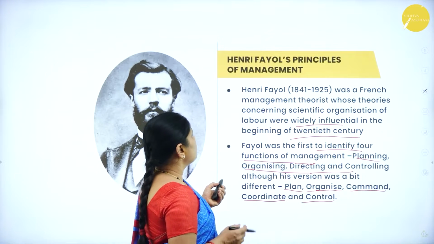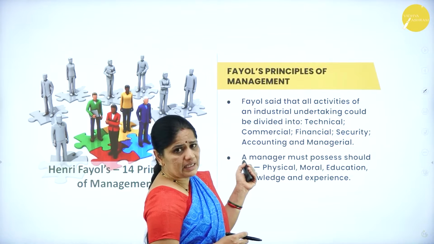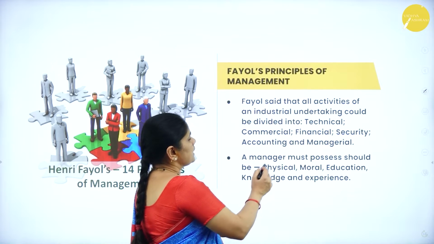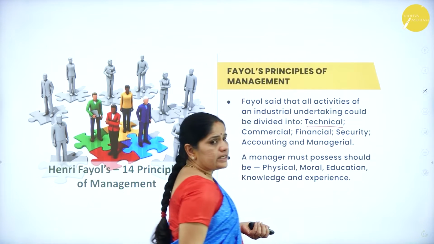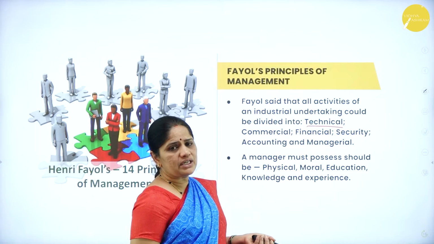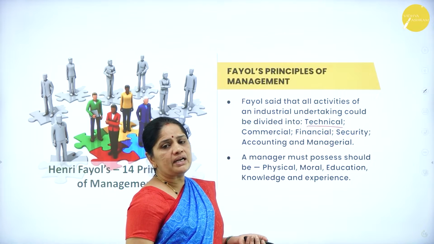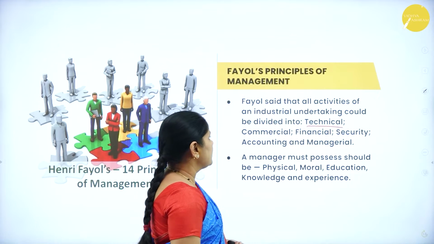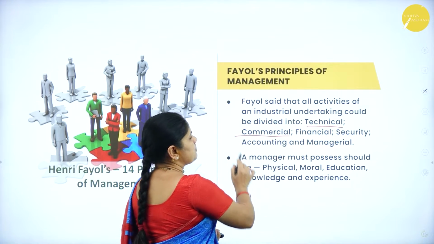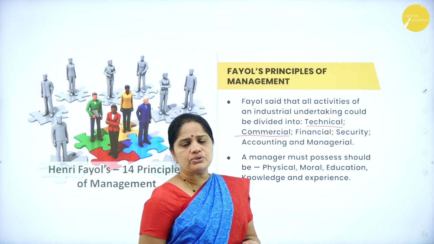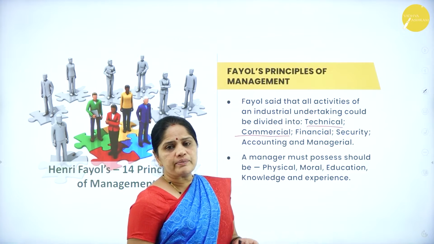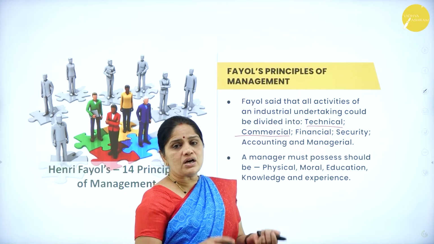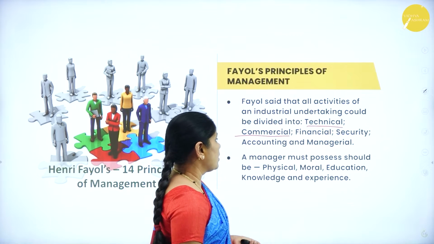So, Henri Fayol's principles of management. In continuation of this, we can say that all activities of the industrial undertaking can be divided into technical. Technical means it relates to the machinery part, or if it is the accounting department, it will relate to accountancy. For each department, there should be a technical team. Then the commercial aspect, which relates to the buying and selling of goods. It may be purchase of raw materials, purchase of the stationery for the organization, so purchase of all things which are necessary for the organization.